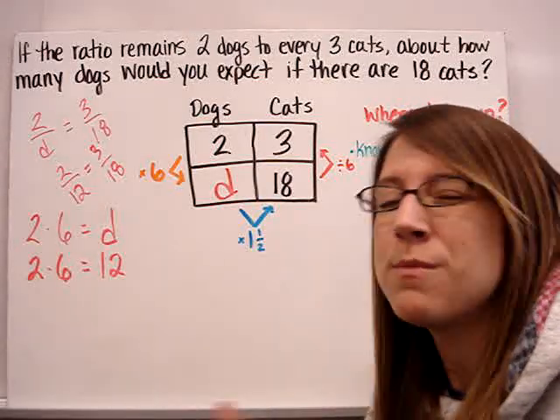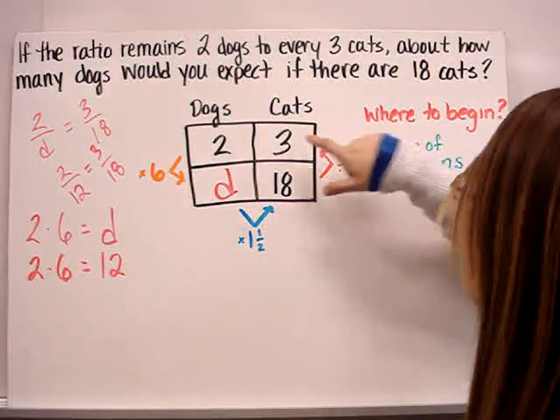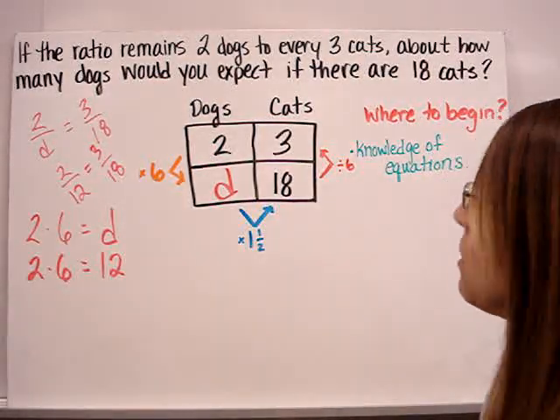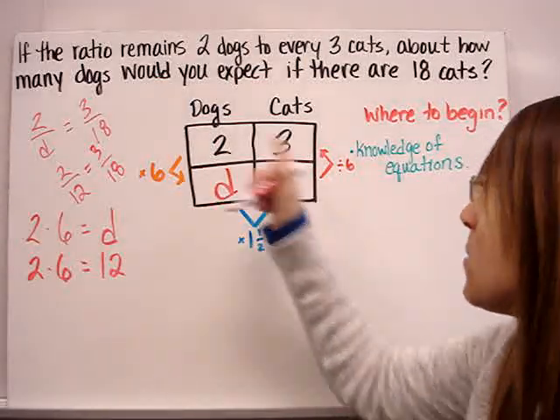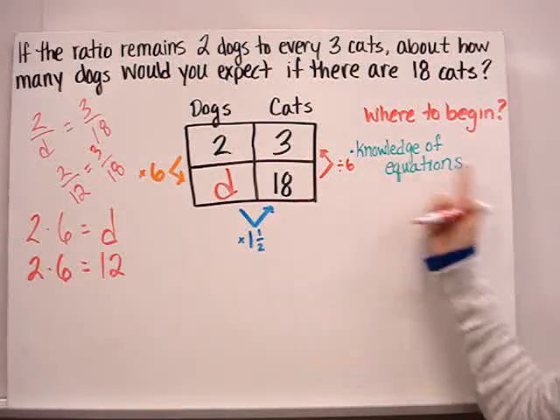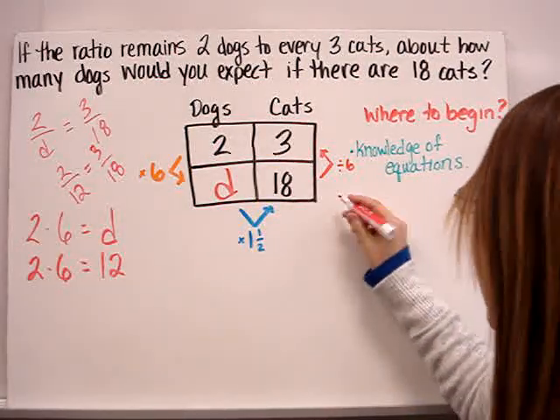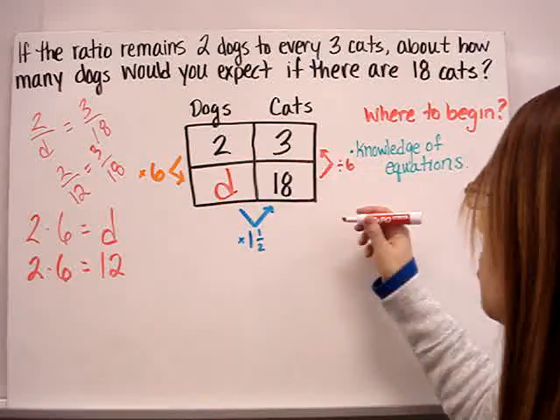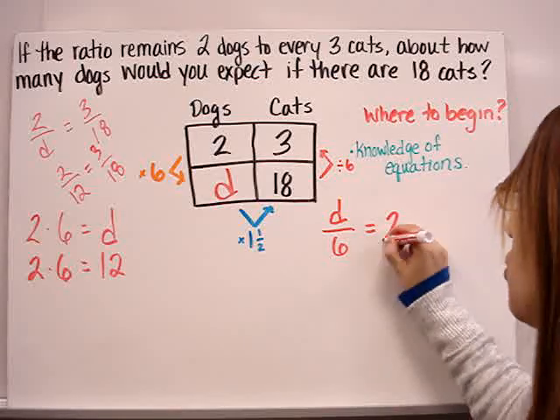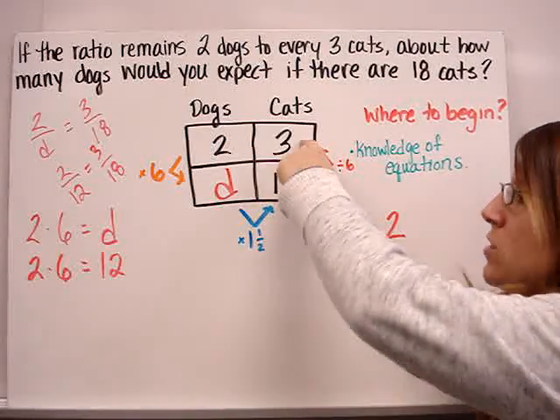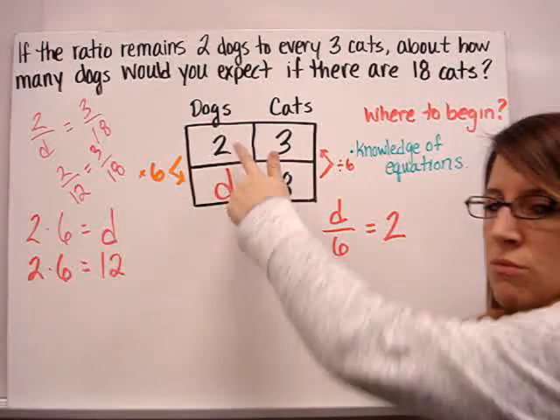That would be the next, most challenging step, because then I know that 18 divided by 6 equals 3. But the problem here is I don't know this value. So this value divided by 6 would equal 2. This is where your knowledge of equations comes in, right? It'd be like 18 divided by 6 equals 3, so D divided by 6 equals 2, right?